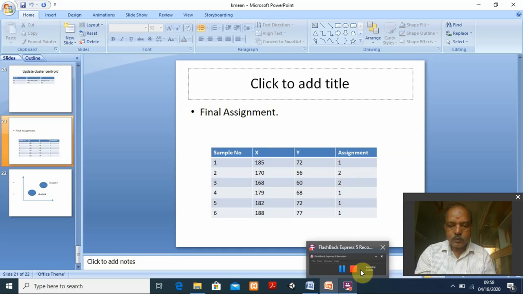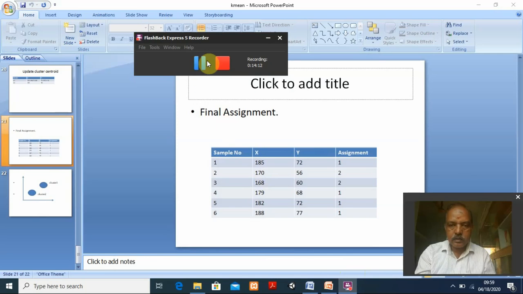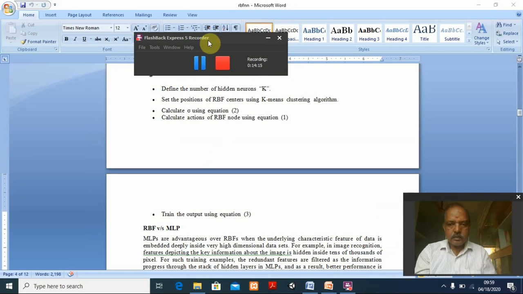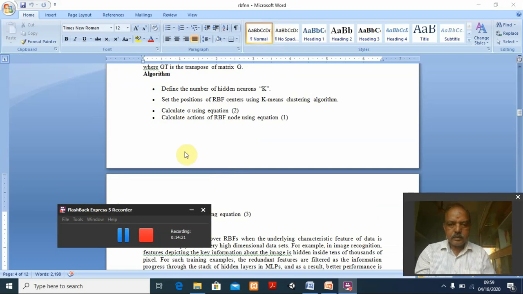Now we'll go back to our topic. Now let us look at the algorithm. The algorithm is like this. Define a number of hidden neurons. I told you that the hidden layer is 1, but the number of neurons in the hidden layer will be decided by the features we are going to consider, or the parameters we are going to take. Suppose I have 8 features, then I have to select 8 neurons, but the layer is 1, that is the only single hidden layer. So now define the number of hidden neurons, that I decided as K. Set the position of the RBF centers using the K-means clustering algorithm.